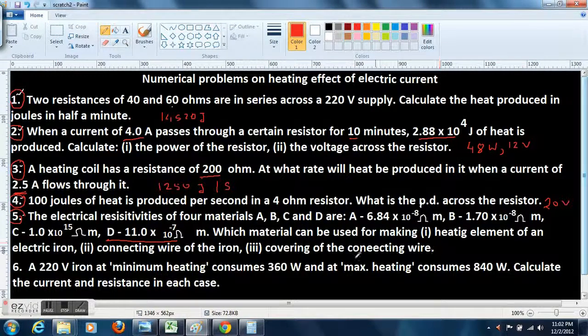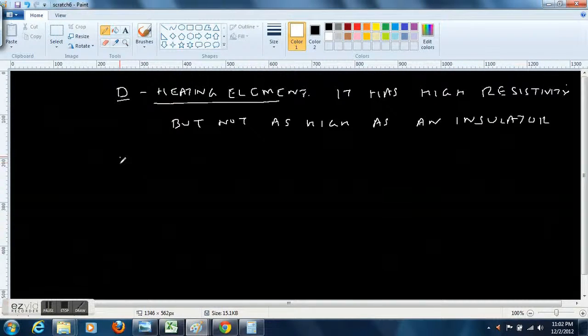Now what should be used for connecting wire of the iron? Connecting wire means it has to be a good conductor. So which has the lowest resistivity here? The lowest resistivity is element B. So B should be used for connecting wire because it has the lowest resistivity.